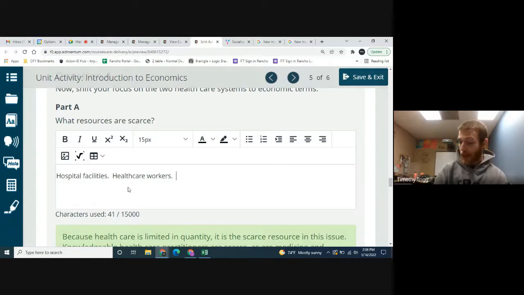Masks during one time, ventilators, beds, right? Medicine, and also testing, right? Remember, like COVID tests, vaccines or medicines might be scarce. So these are all things that we can put down as scarce resources for healthcare systems.